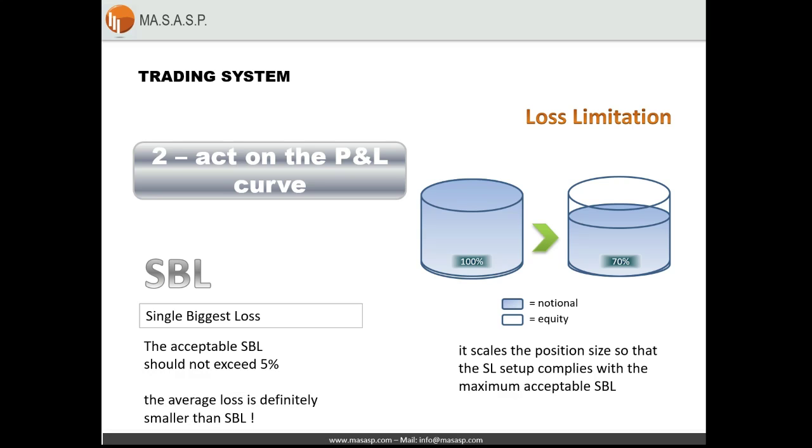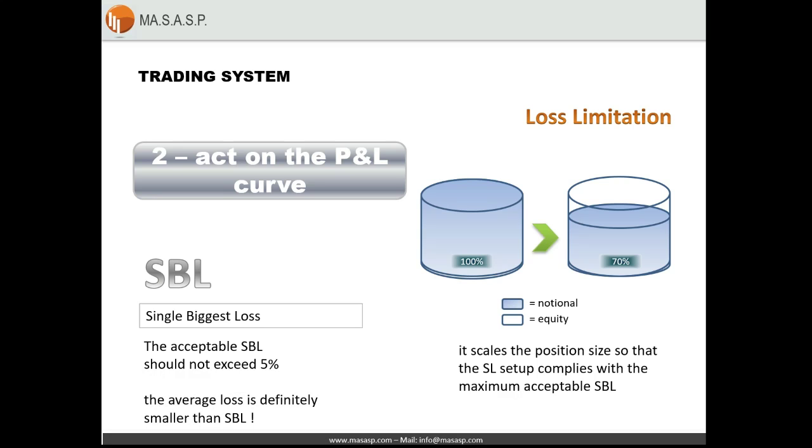Let's make an example. If the fifth percentile is minus 1000 basis points, we apply a stop loss equal to current price minus 10%. If our acceptable single biggest loss is just 5%, we will apply a multiplicative factor of 0.5 to the position size of our trading system.